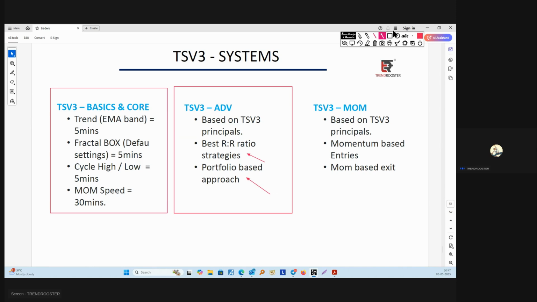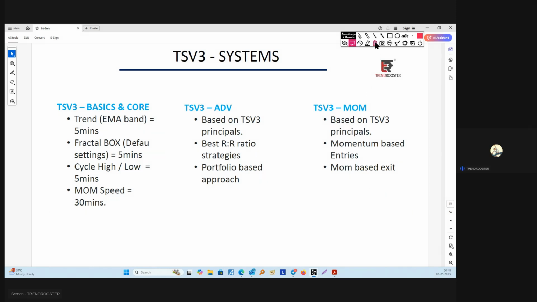Okay. Then we have evolved it much more. We have TSV3 momentum-based trade setups. This one I have not released as a separate product, but I've made it available within the Zone Momentum Builder. Okay. I know many of you use the Zone Momentum Builder. I'm going to give a live example of this, so we'll look at each and everything, how good these strategies are.